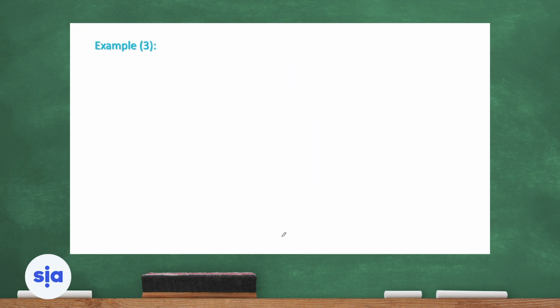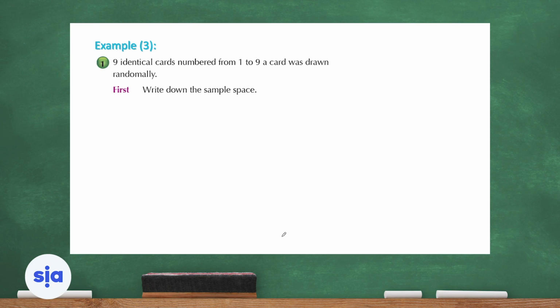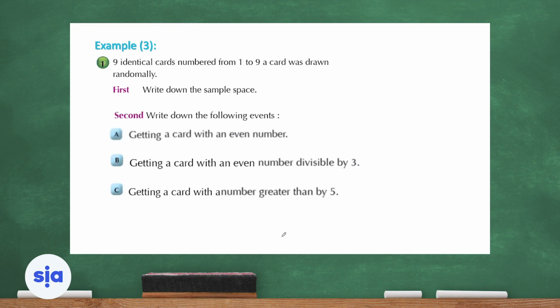Let's check example 3. Nine identical cards numbered from 1 to 9. A card was drawn randomly. Write down the sample space. For the sample space, we call it S. 1, 2, 3, 4, 5, 6, 7, 8, and 9.